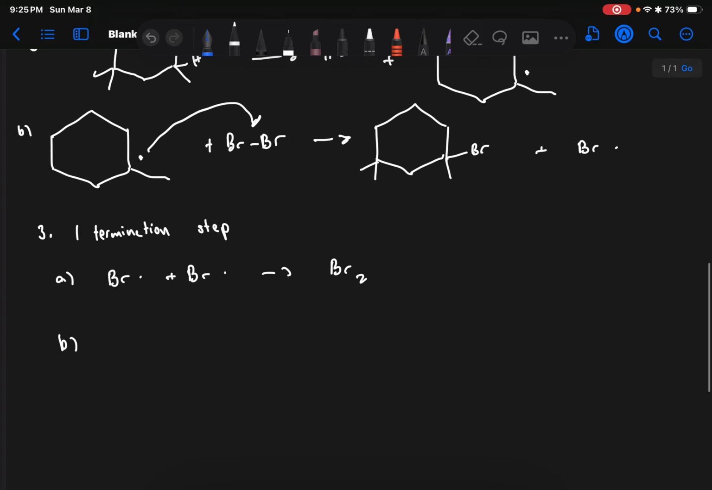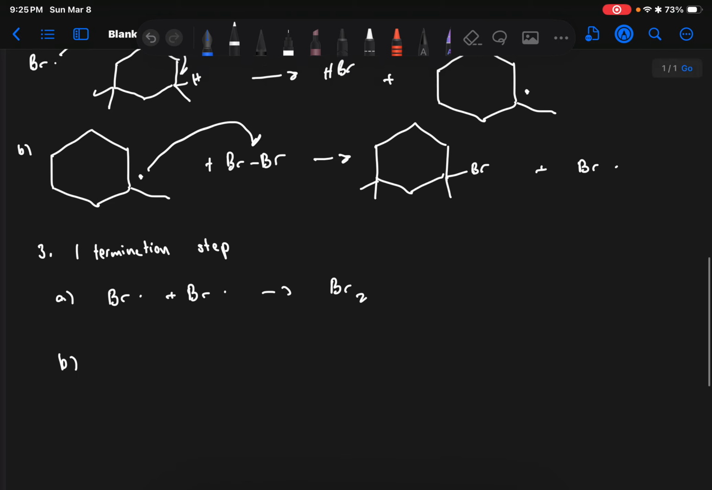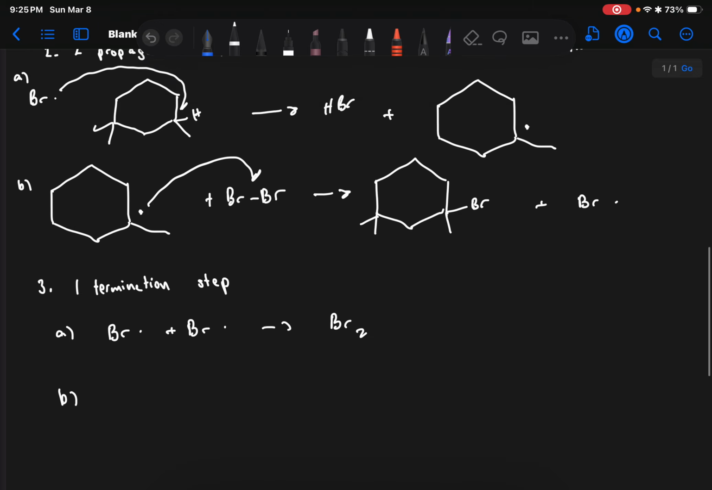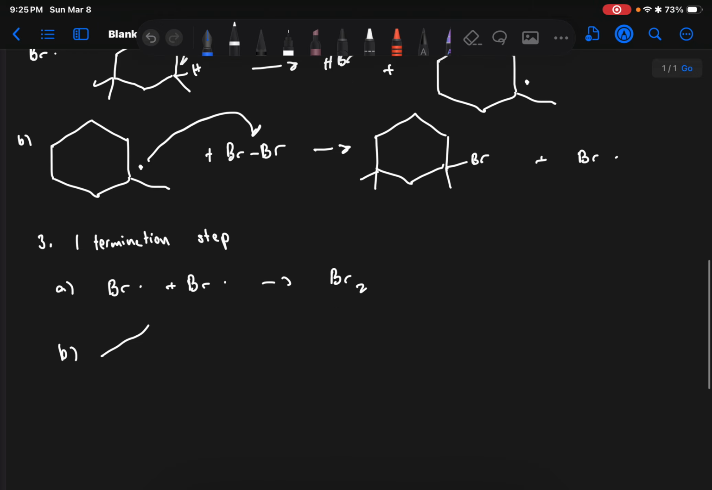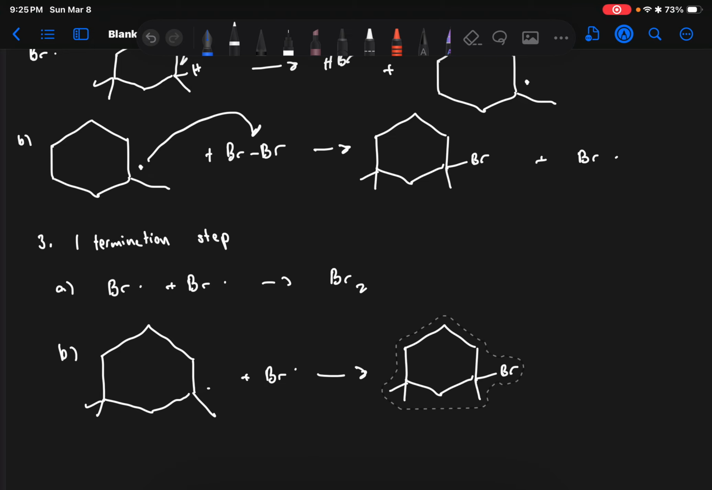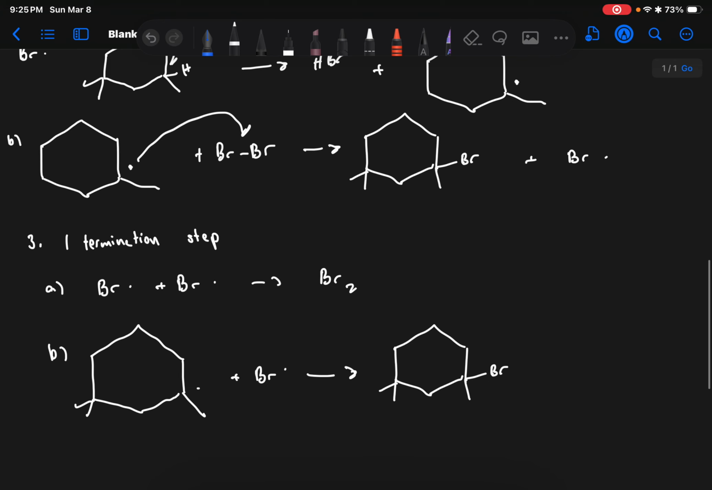But another termination step is just a Br radical combining with a cyclohexane radical thing that we have there. So I'll just quickly draw it out. This is so ugly. Plus a bromine radical. And we'll just be left with this exact same thing, pretty similar to the propagation step, except we're not going to have a Br radical at the end.